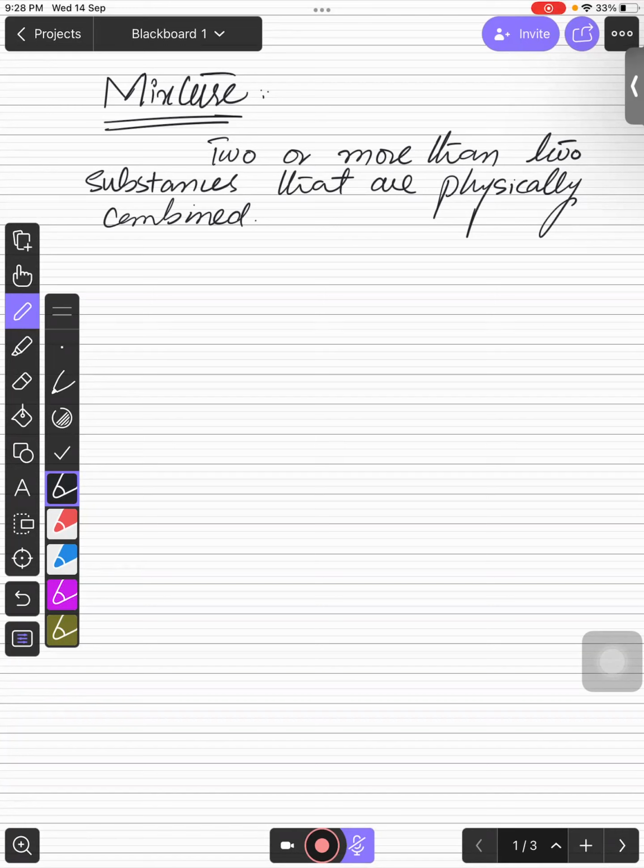Zinc and copper. You can say that alloys are mixtures of metals. Very good. So you can even say that stainless steel, bronze, brass, cupronickel, these alloys are actually mixtures. They are mixtures of two or more than two elements. So you can say that they are mixtures. Very good.